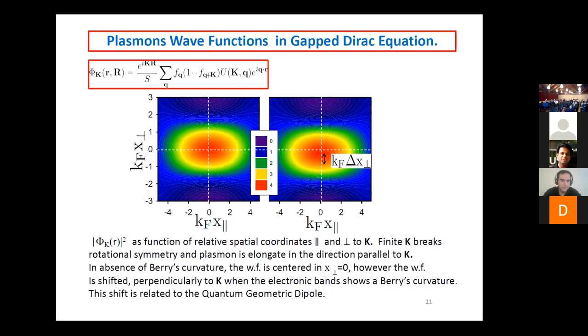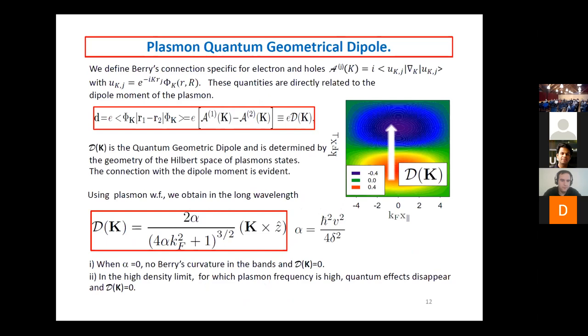On the left, I plot the case where there is no Berry phase in the band dispersion. I just take it out, so I have only parabolic bands. This is the square of the wave function, which is elongated along the direction of the momentum. This is what one expects for a plasmon. Now, when we introduce the Berry phase in the dispersion of the electron, this wave function is shifted perpendicular to the momentum. And this shift is again related to the quantum geometric dipole, which I'm going to prove in the next slide, and it is rather trivial.